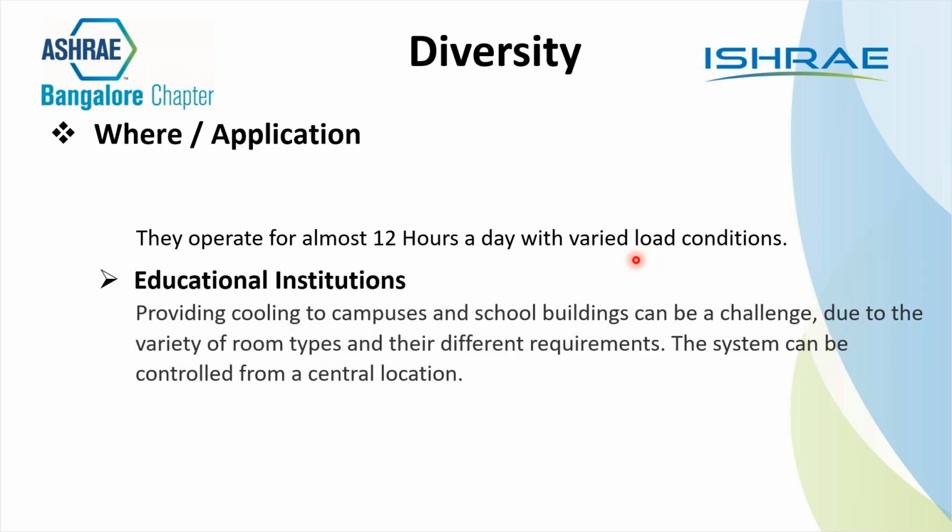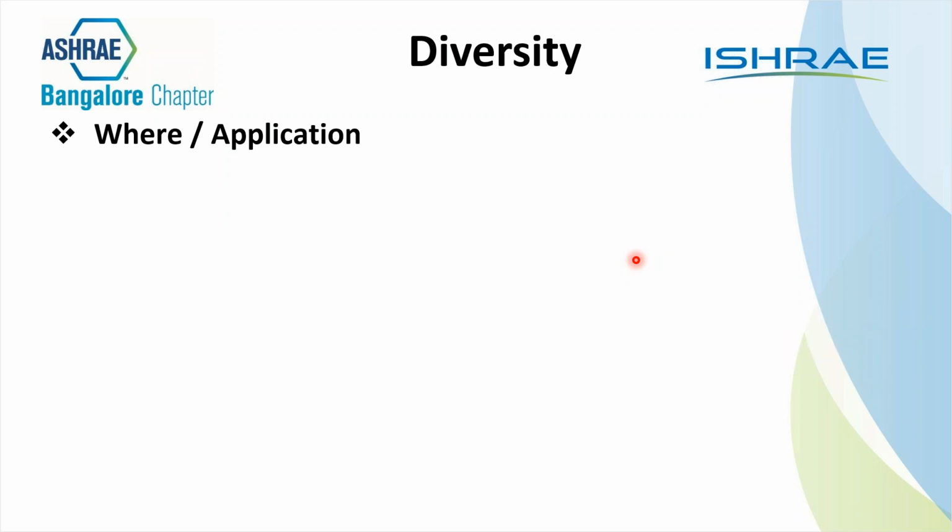Then educational institutions: providing cooling to campuses and school buildings can be a challenge due to the varied room types. For example, one classroom could be 300 square feet, the other classroom could be 600 square feet, or you may have a lab facility, or a conference room, or a seminar hall, something like that, where you have more students sitting in. Then you have showrooms which operate 12 hours per day.